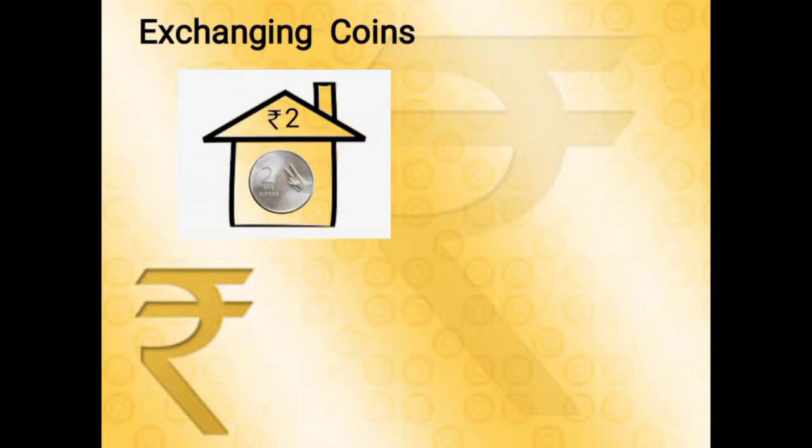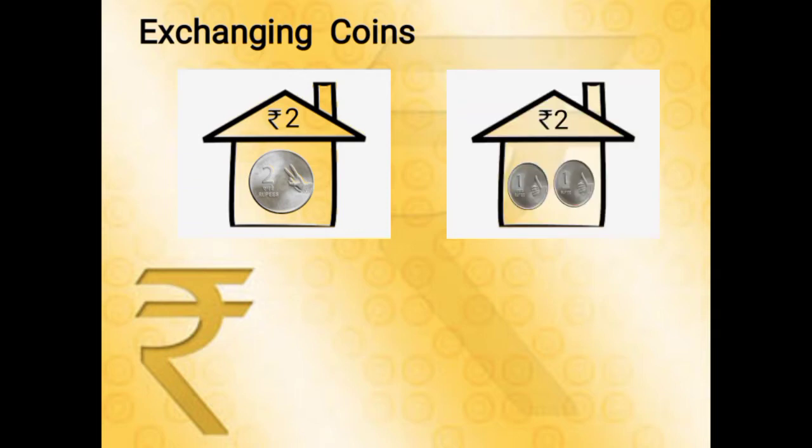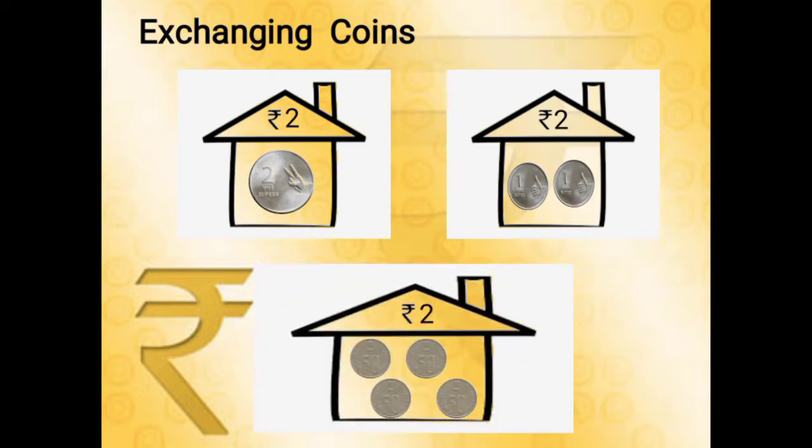This is house of rupees 2. So you can see 2 rupees coin. But if you don't have coin of 2 rupees, you also can use 2 coins of 1 rupee. So 1 plus 1 is equal to 2. Otherwise, if you also do not have coin of 1 rupee, you also can use coins of 50 paise. So you will need 4 coins to make it 2 rupees.